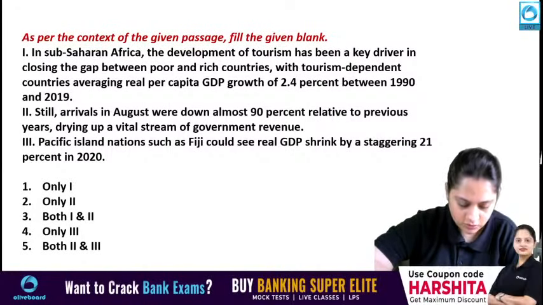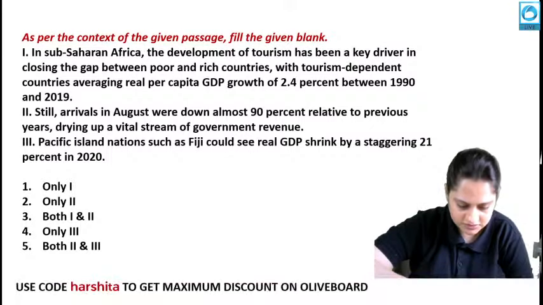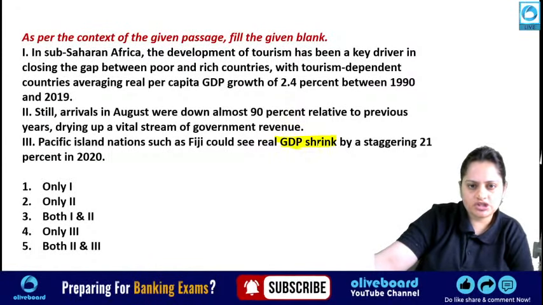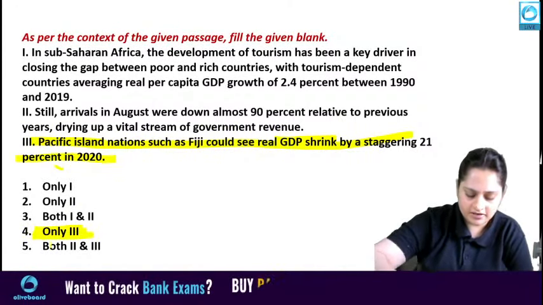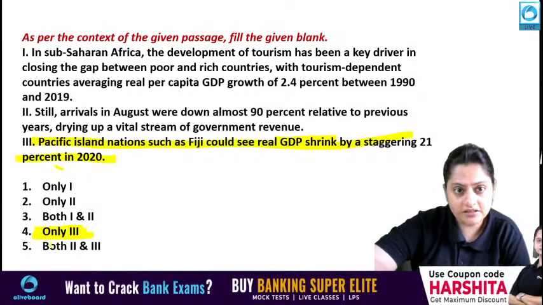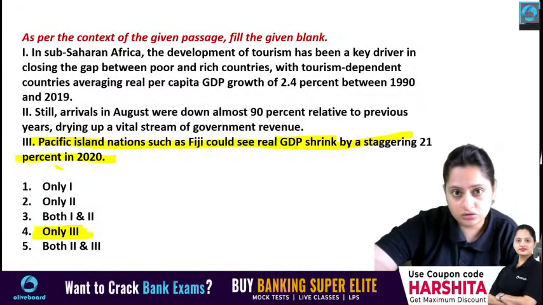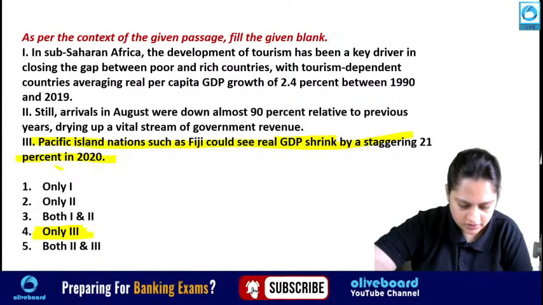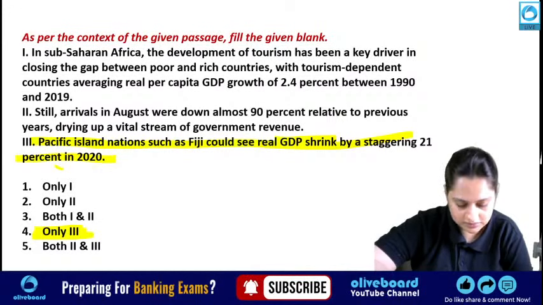The entire paragraph is talking about loss of the tourism sector due to the pandemic. Decline in the numbers. GDP shrink. Caribbean islands, after that we can talk about Pacific island nations. Pacific island nations, only 3. In negative we have to say, in decline, not growth, not development. So your answer will be 3, only 3.